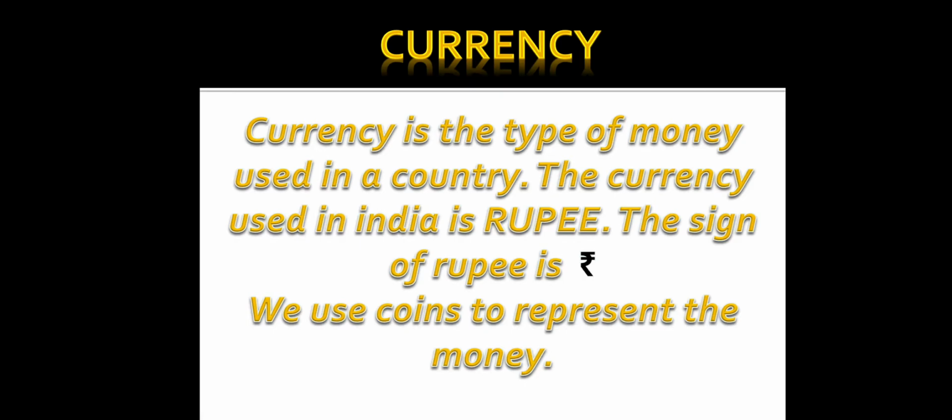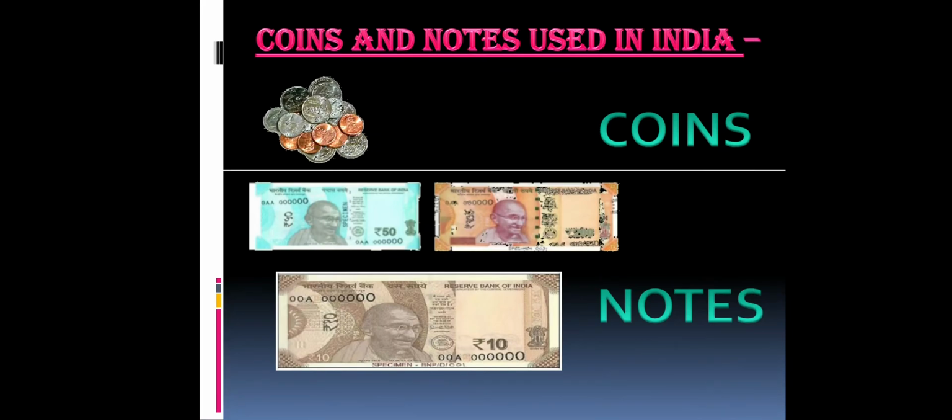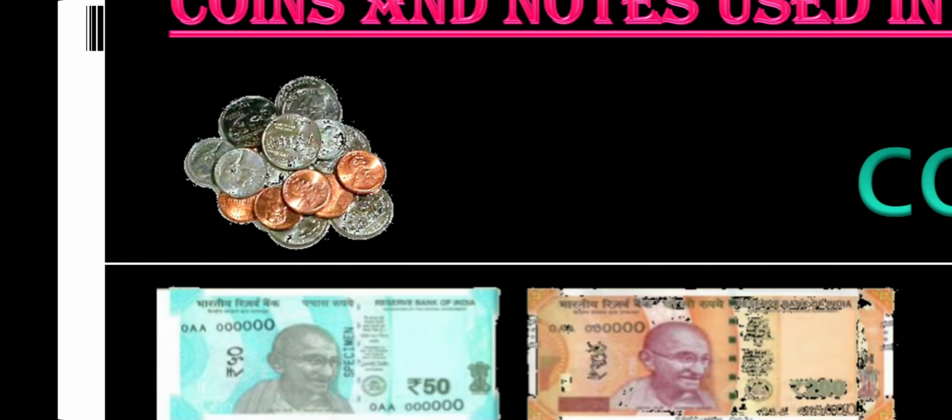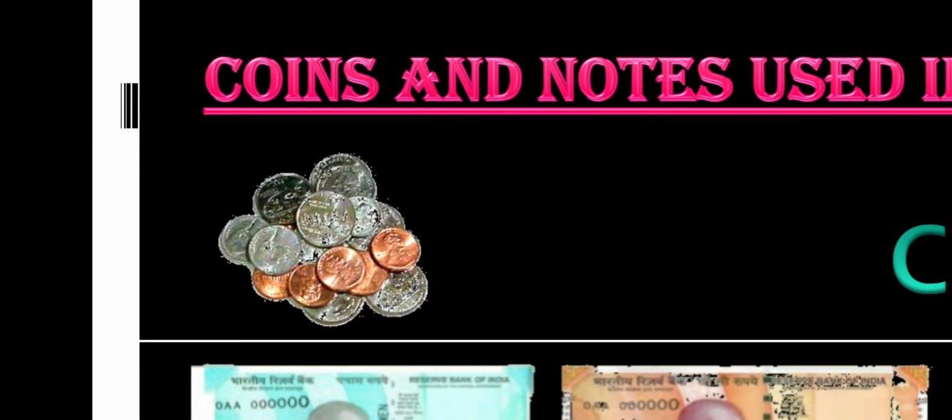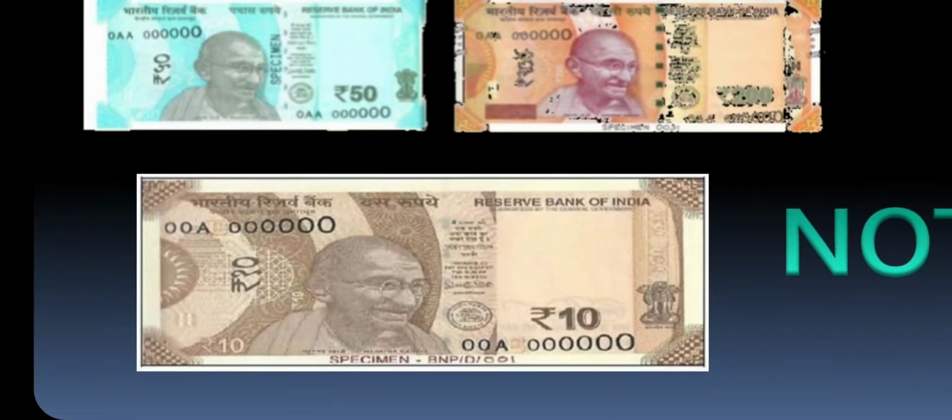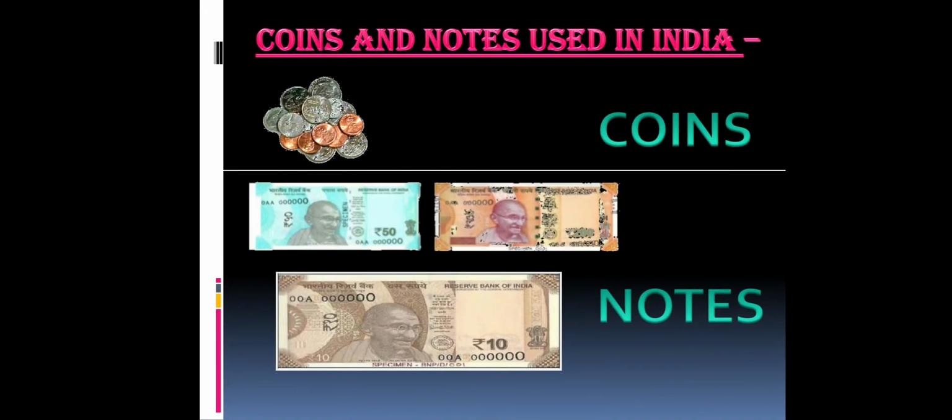So currency is the money used in a country, and the currency of India is rupee. Okay, now coins and notes used in India, you can see the coins. These are the coins used in India, and these are the notes used in India. 50 rupee note, 10 rupee note, 200 rupee note, 500 rupee note, 2000 rupee note. So these are coins and notes used in India.